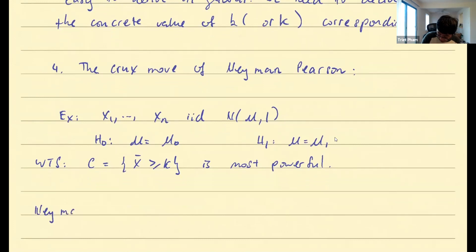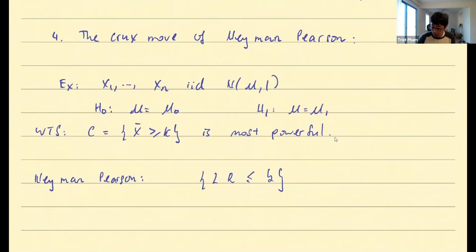Neyman-Pearson tells you this. Look, try to somehow draw the equivalence between this and this. That's what Neyman-Pearson tells you. But the crux move is this. Like I said, in this problem, for example, you'll end up that your likelihood ratio will be a function of X bar. In this particular example, your likelihood ratio will end up being a function of X bar.